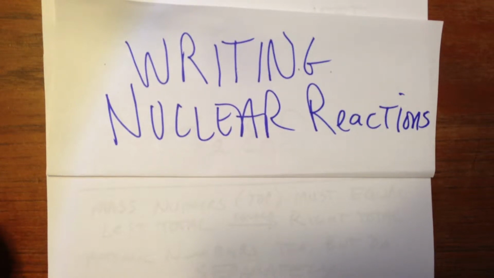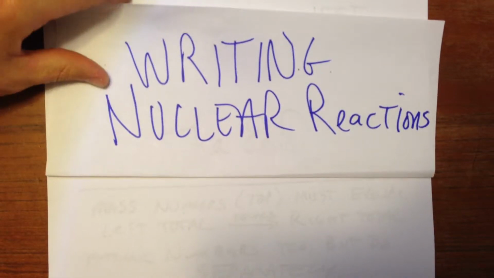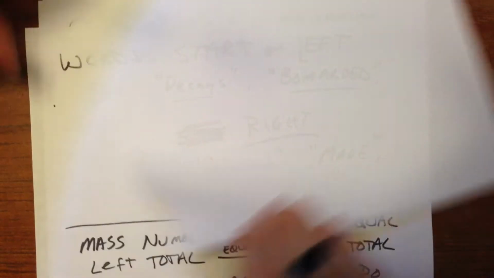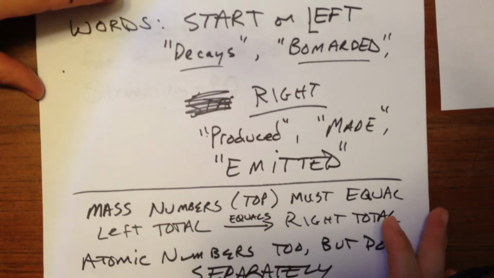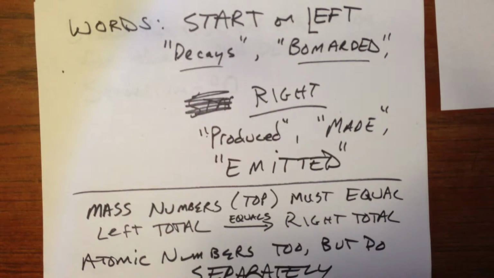And now we're going to see how to write nuclear equations. The first general thing to understand is that you're going to be given some words, and you have to decipher the words and figure out how to write that nuclear equation.